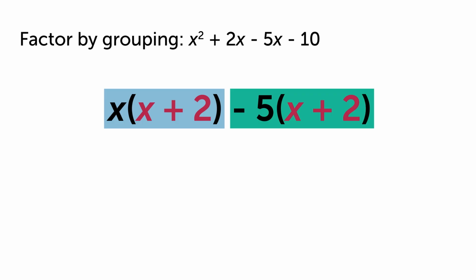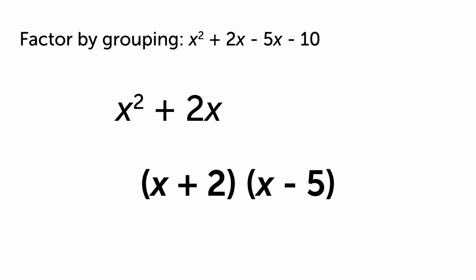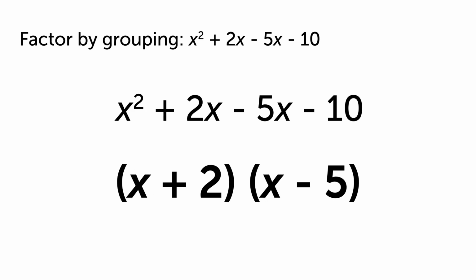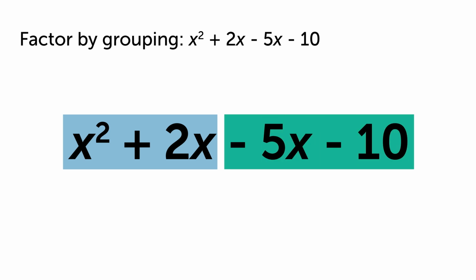So, returning to our problem, now that we have a common binomial factor of x plus 2, we can factor it to the front of our expression. When we pull this group forward, we write down what is left. X squared plus 2x minus 5x minus 10 is equivalent to the quantity of x plus 2 times the quantity of x minus 5. Now, let's consider what this process would look like visually.